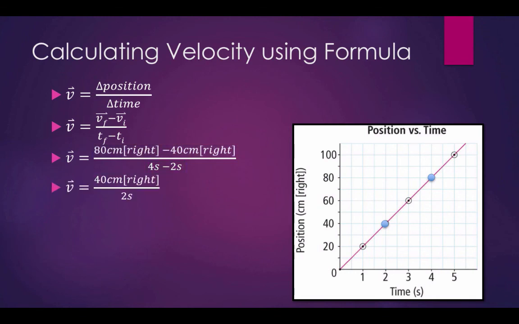This calculates to 40 centimeters per 2 seconds. We get 20 centimeters to the right per second, or simply velocity is plus 20 centimeters per second. This confirms that the slope of a position time graph provides us with velocity.